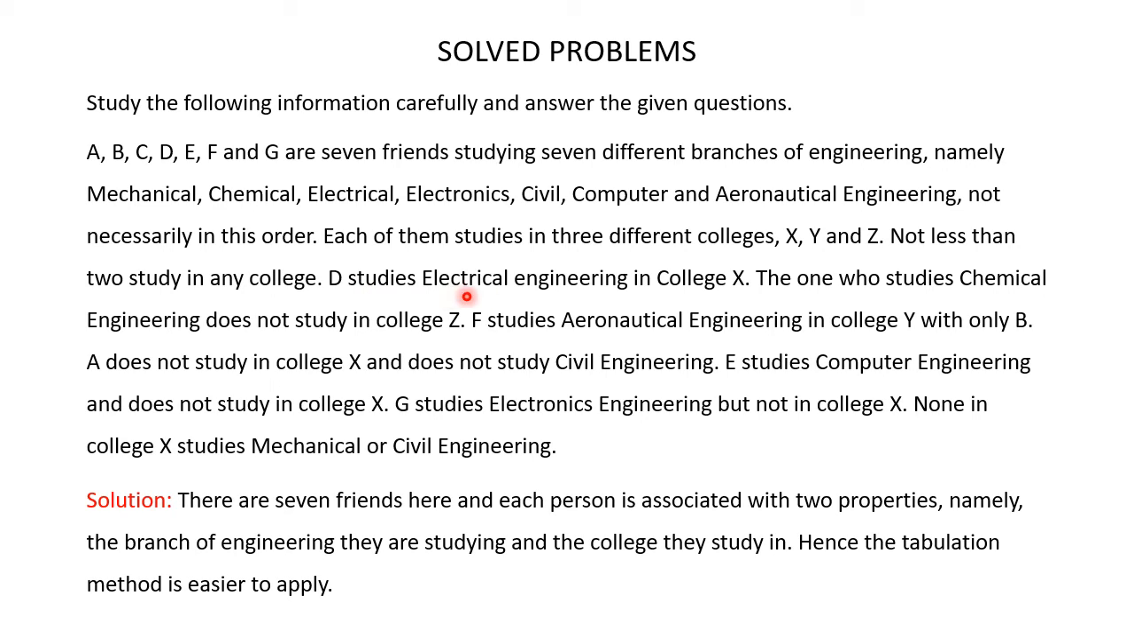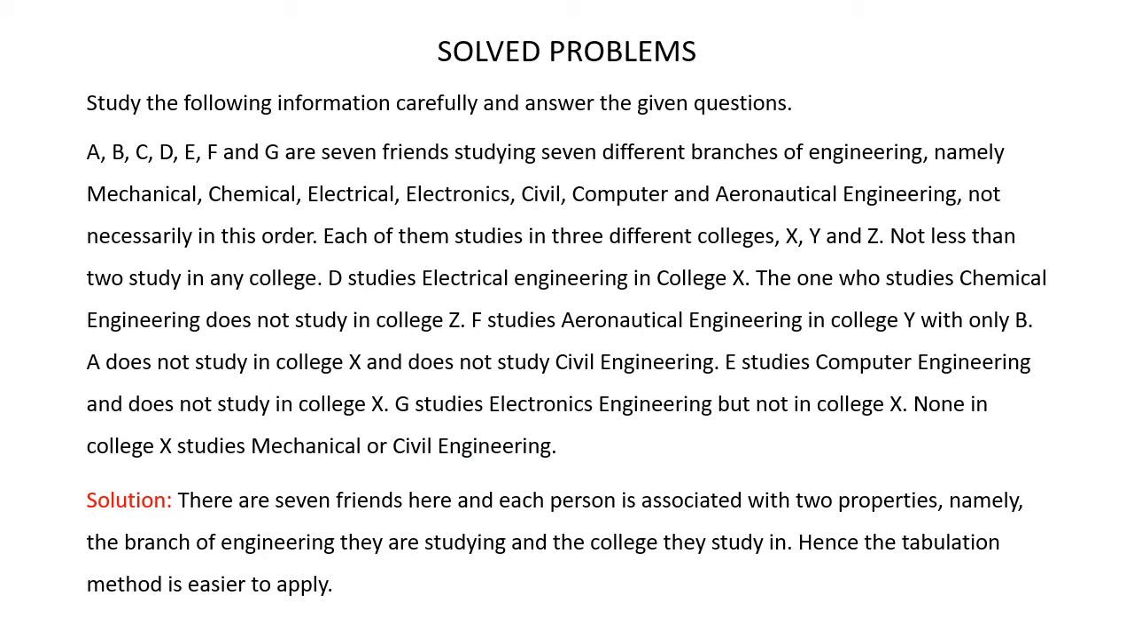D studies electrical engineering in college X. The one who studies chemical engineering does not study in college Z. F studies aeronautical engineering in college Y with only B. A does not study in college X and does not study civil engineering. E studies computer engineering and does not study in college X. G studies electronic engineering but not in college X. None in college X studies mechanical or civil engineering.